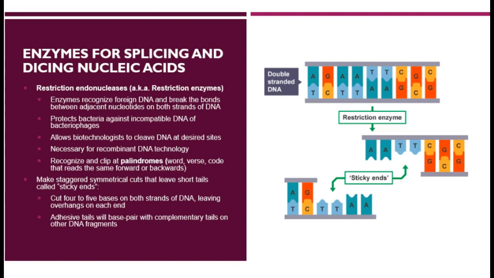The restriction endonucleases cut the DNA in staggered symmetrical cuts that we call sticky ends. And these sticky ends help to connect new sections of DNA that were also cut in the same way. They typically recognize 4 to 5 bases within the DNA sequence, and then they cut at those specific sites and leave sections to overhang so that new sections can be added in.